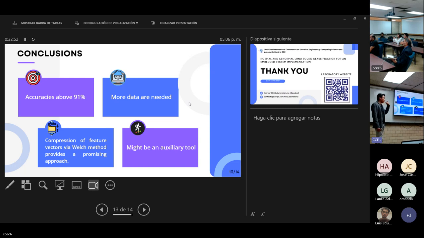Then the compression of the feature vector using the Welch method is a promising approach, because from 4,000 samples, we compressed it to 114. So depending on the application, this type of method might be useful, so we can develop simpler architectures that might have an accuracy near 90%, and these could be implemented in embedded systems, let's say using microcontrollers or FPGAs, in order to develop auxiliary tools to help physicians identify abnormal lung sounds.